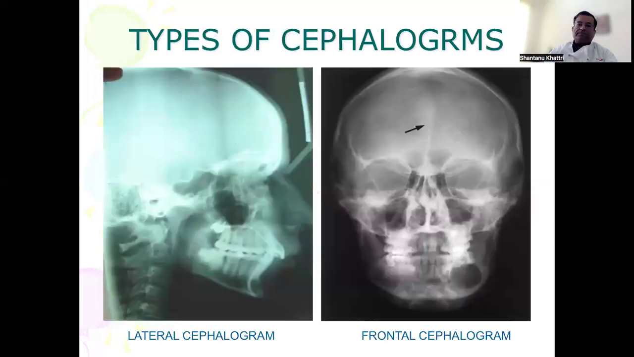According to Broadbent, it is a study, measurement, description, and analysis of the changes occurring in the craniofacial complex due to growth and development. So these are the two basic cephalograms which we take in orthodontic diagnosis. The first one is the lateral cephalogram, which we routinely take in each and every case to analyze the malocclusion, skeletal and dental problems. The second one is the frontal cephalogram, which we usually take when the patient comes with any kind of facial asymmetry.